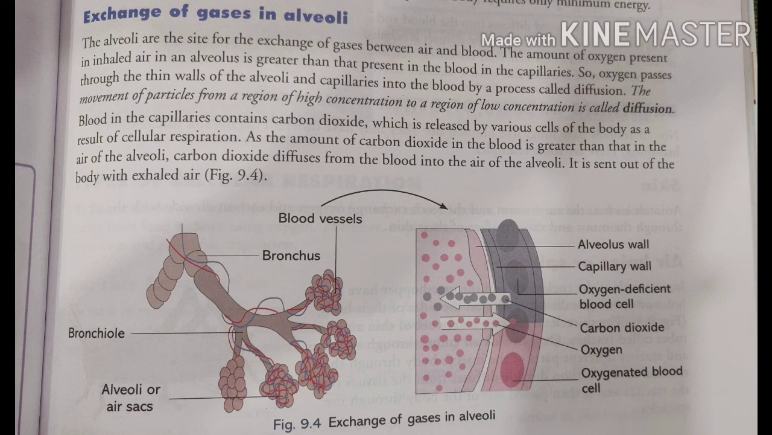So what happens? There is one process which is known as diffusion. What happens in diffusion? There is a movement of particles. Particles move from a region of high concentration, where their concentration is higher, to a region where their concentration is low. This process is known as diffusion. This principle is followed here also.